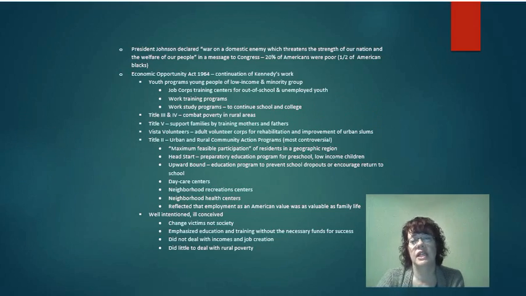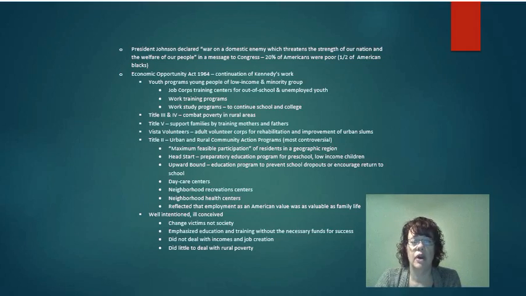President Johnson declared a war on the domestic enemy which threatens the strength of our nation and the welfare of our people, in a message to Congress. 20% of Americans were poor, and half of American blacks. The Economic Opportunity Act of 1964 was a continuation of Kennedy's work.